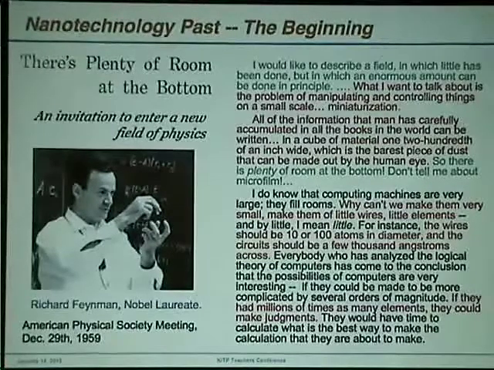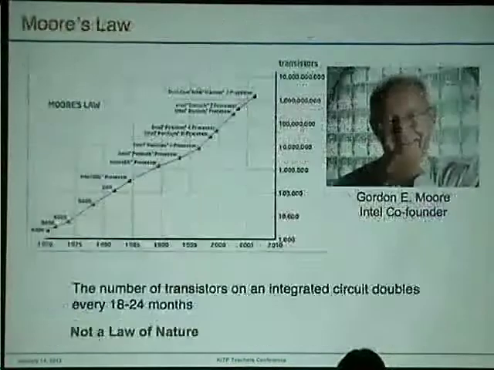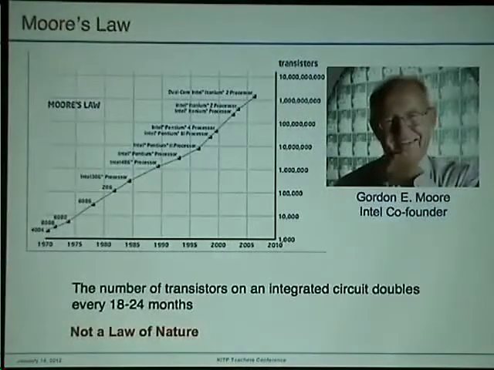And then he goes on to make predictions. Why can't we make the computing machines very small? At the time, they occupied rooms. Why can't we make wires 10 to 100 atoms in diameter? And he said if we have millions of computing elements, the computer can make judgments. Okay, so that kind of started a revolution of first micro and then nanotechnology. This is Moore's law. Okay, it's not a law of nature.